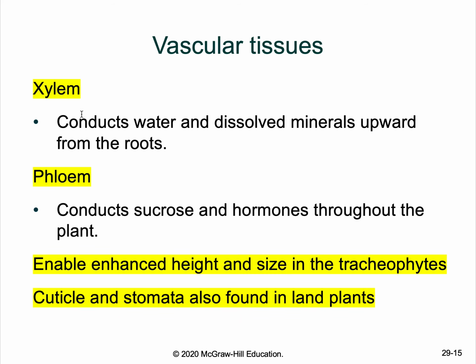So again, the xylem is going to move water, and then the phloem is going to move sucrose and hormones through the plant, so sugars. So xylem is going to move water, and the phloem will move the sugars. Typically, the phloem is going to move the sugars from the leaves to anywhere that the plant needs it, and it's from the leaves because the leaves are where photosynthesis occurs. We mentioned already that vascular tissue helps these plants grow taller, and the cuticle and the stomata are also found in land plants.